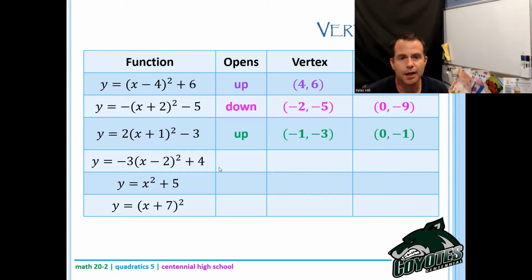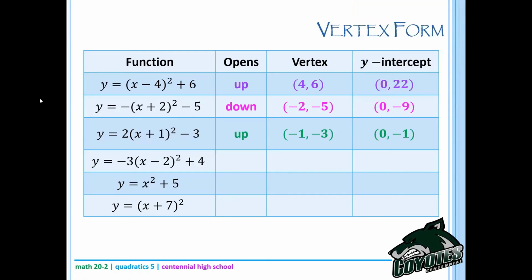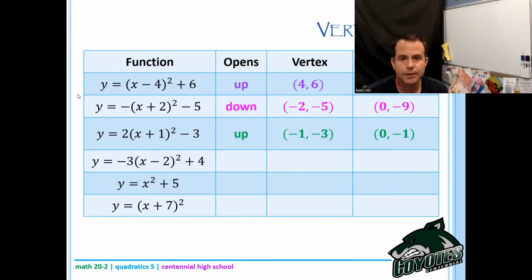Okay, I'm just going to hide myself in case I'm cutting off those first few y-intercepts on you. Okay, all right, the next one, I open down because my a value is negative. My vertex would be at (2, 4). And my y-intercept, well, if I plug 0 in here, I'll get negative 2 squared, which is 4. 4 is going to get multiplied by negative 3, which is negative 12. And negative 12 plus 4 gives me negative 8.